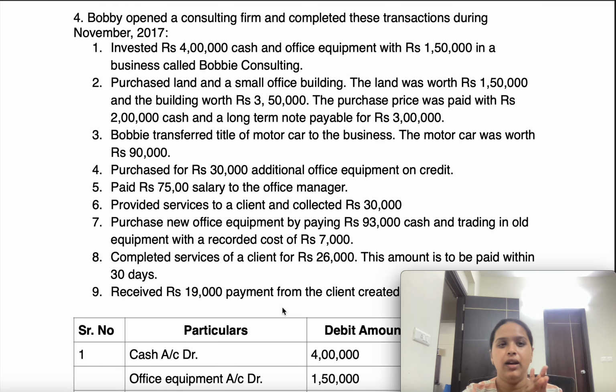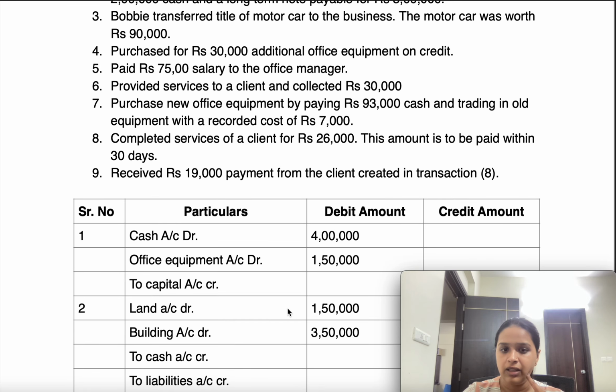Next one, it might be a little more complicated than the previous example. Bobby opened a consulting firm. So Bobby is a person who is running a consulting firm, and he has incurred the below mentioned transactions. First of all, Bobby has invested 4 lakh as cash, and also office equipment worth rupees 1.5 lakh in a business called Bobby Consulting. So it means cash and office equipment are coming into the business because both are assets, so they should be debited to capital account by 5,50,000. Alright.